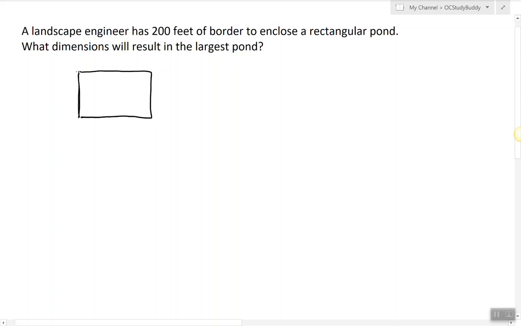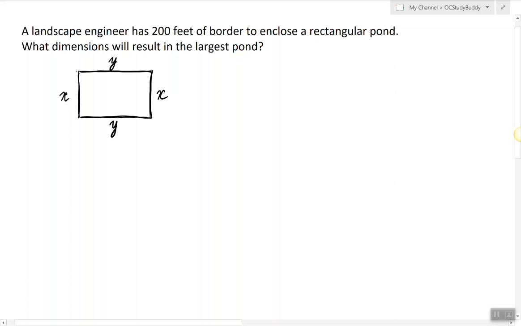So we're trying to construct a perimeter here. And what dimensions will result in the largest pond? So let's introduce some variables. If I let x be the width of this rectangle, let's also introduce y to be the length of the rectangle.